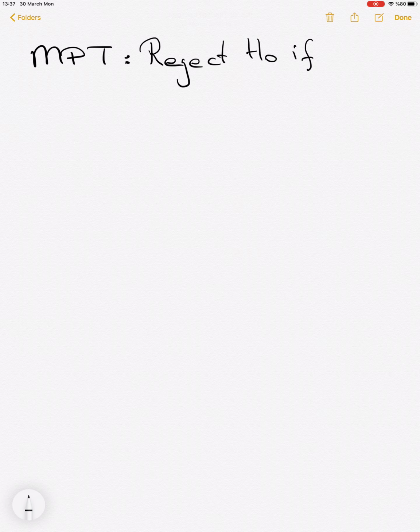But before that, let's summarize what we did in the most powerful test procedure. Here, remember, we use the Neyman-Pearson lemma. In the most powerful test, we are conducting our testing procedure as: reject H0 if the simple likelihood ratio, which is L(theta 0) over L(theta 1), is less than or equal to K.